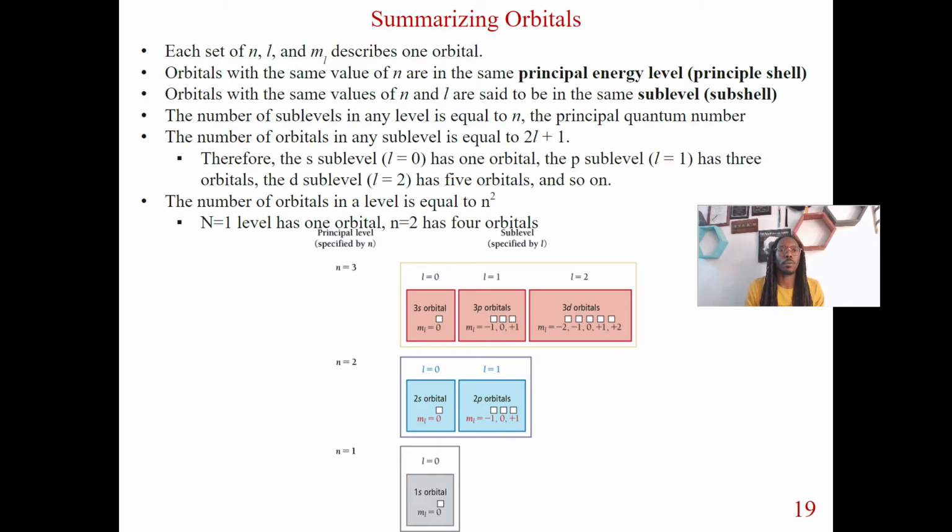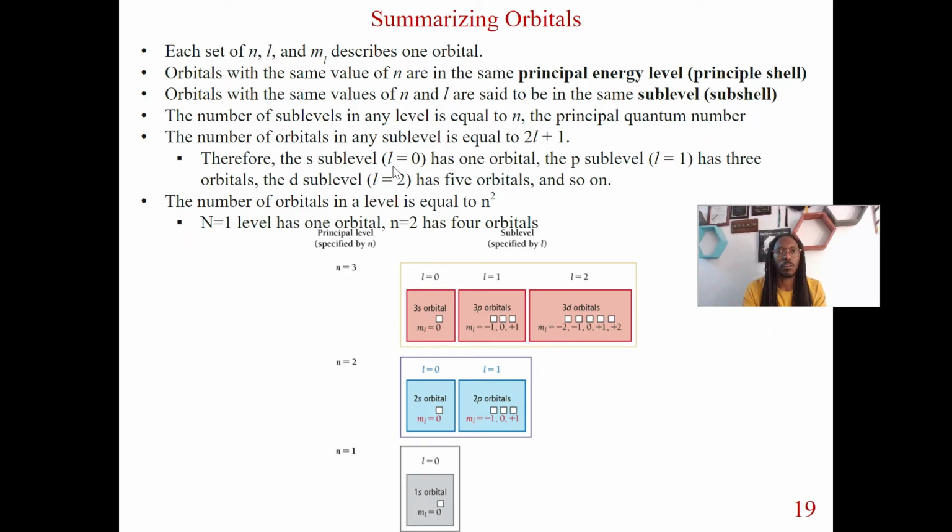Now, orbitals with the same value of n, your principal quantum number, have the same energy. The orbitals that have the same principal quantum number and the same angular momentum number are going to be in the same sublevel. The number of sublevels in any level will be equal to n, your principal quantum number. Here's another thing that you can use: 2L plus 1. This is basically what we calculated for our angular momentum number, but it's just kind of the quicker way. Once you know this, you kind of know this.